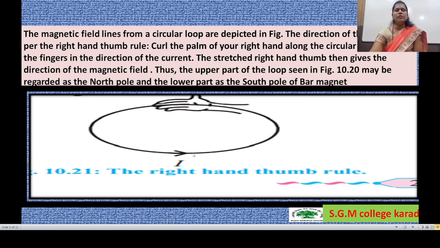Now we have to know the statement of the right hand rules. In the right hand thumb rule, the thumb indicates the direction of the current and the curled fingers indicate the direction of the magnetic field. In the right hand curl thumb rule, the stretched thumb indicates the direction of the magnetic field, and the upper part of the loop is regarded as the north pole and the lower part of the loop is seen as the south pole of a bar magnet.